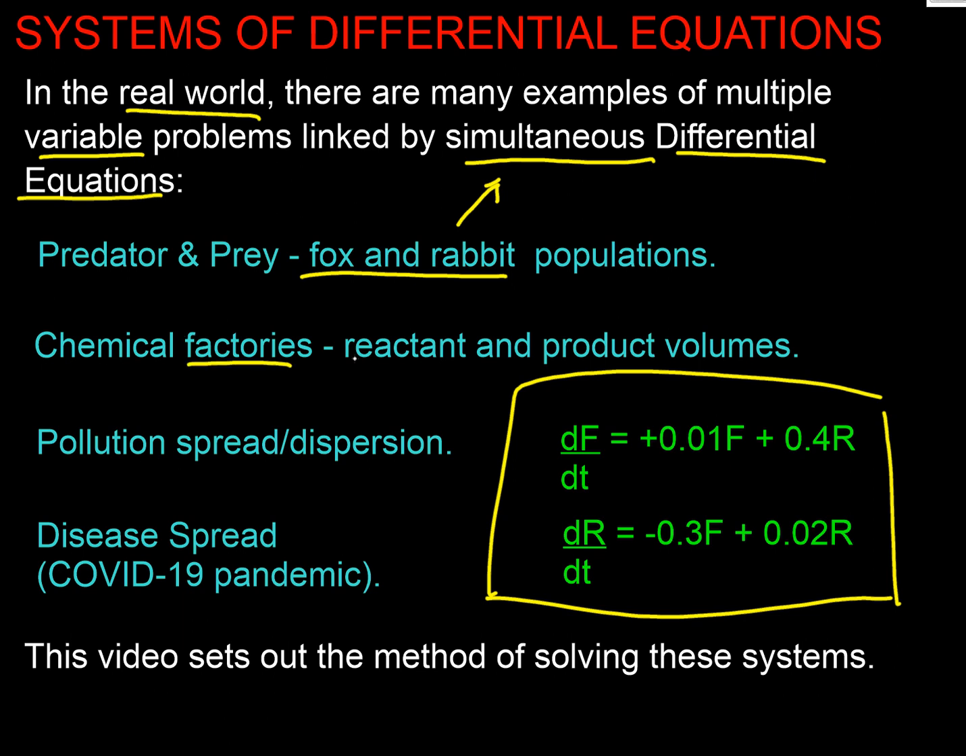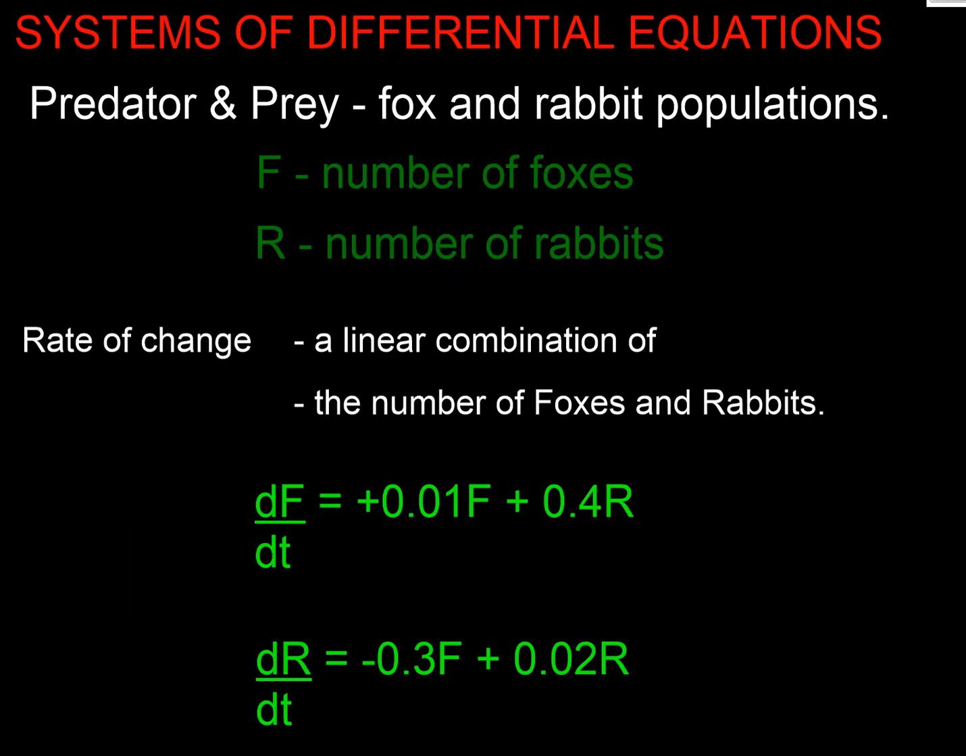Chemical factories, the amount of reactant we put in affects the amount of product that comes out over time. Pollution, particularly lead pollution in the body, the amount coming in, the amount going out. And even more interesting at present, pandemics like COVID and how they operate. So what we're going to do in this first video is look at how we solve these sorts of systems of differential equations, simple systems. So let's have a look at an example.